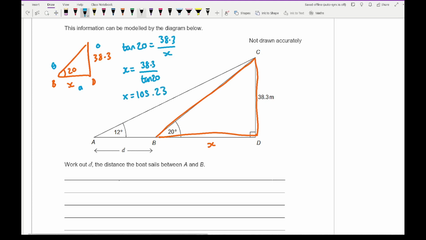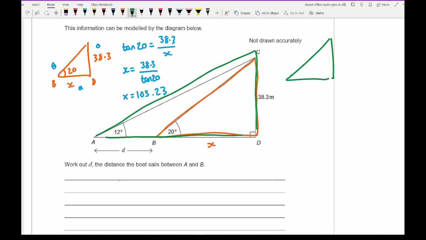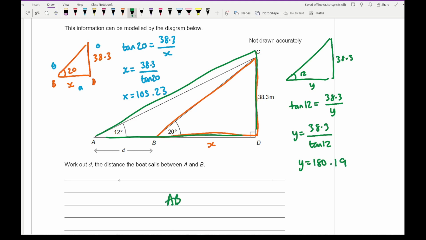So then taking out the other triangle, let's look at this triangle here, and this angle here is 12, this is 38.3, and let's call this side here Y. So again I'm going to use tan, so it's going to be tan 12 equals 38.3 over Y. So Y equals 38.3 divided by tan 12. So Y equals, and it gives me 180.19.